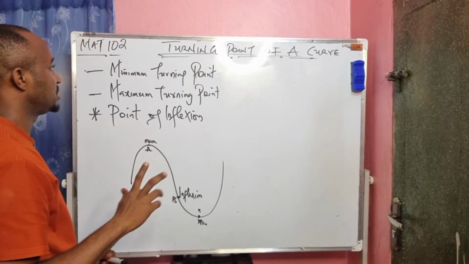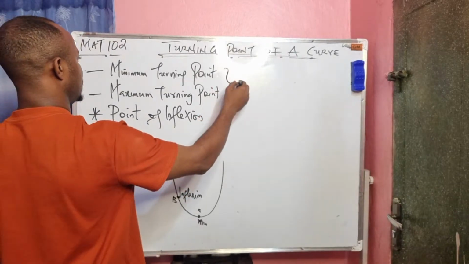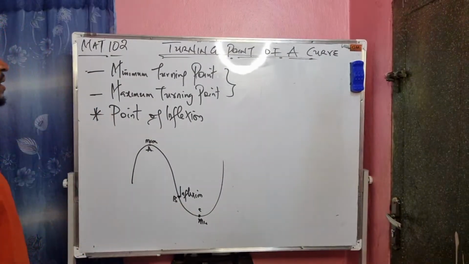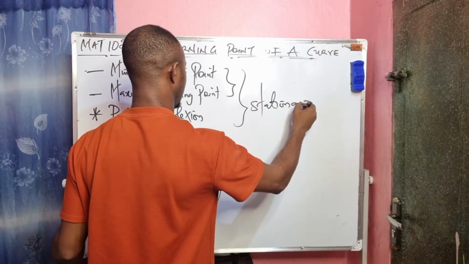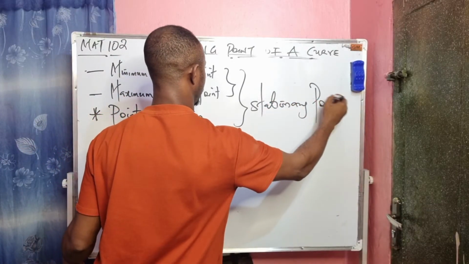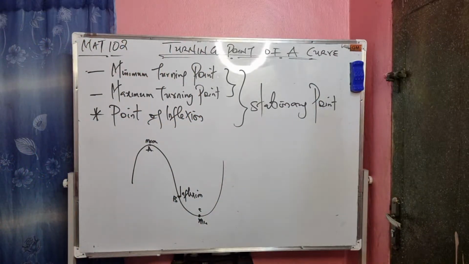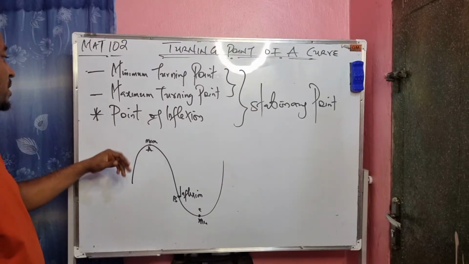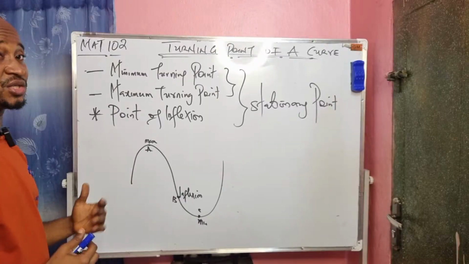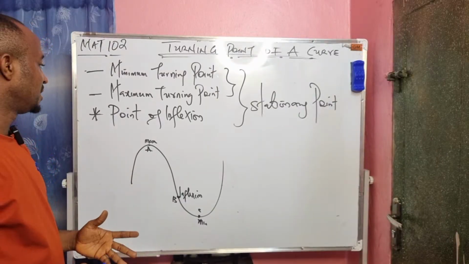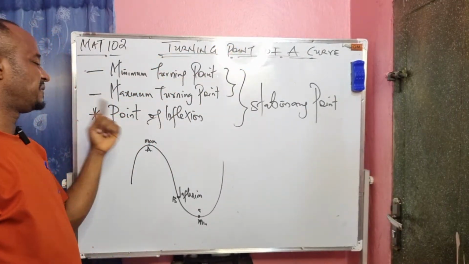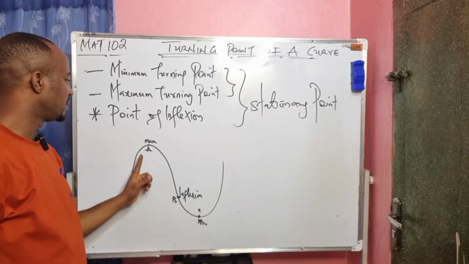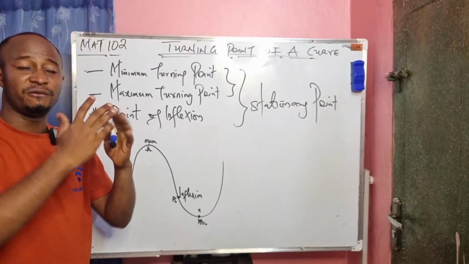But the major 2 turning points of a curve are minimum and maximum. Some materials call these stationary points. But the major 2 turning points we are referring to are the minimum and maximum. The point where the curve changes direction from increasing to decreasing, or the reverse, is called the turning point of a curve. Then the point of inflection is a point where the curve changes curvature.